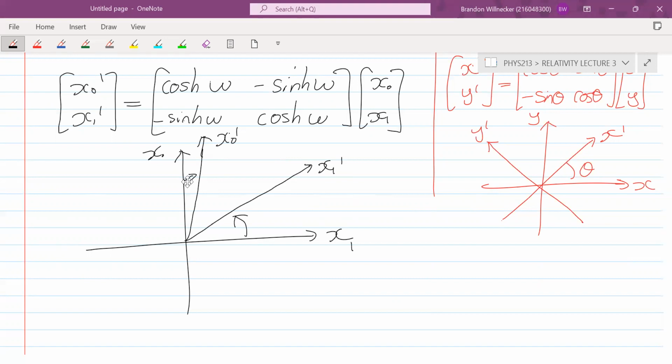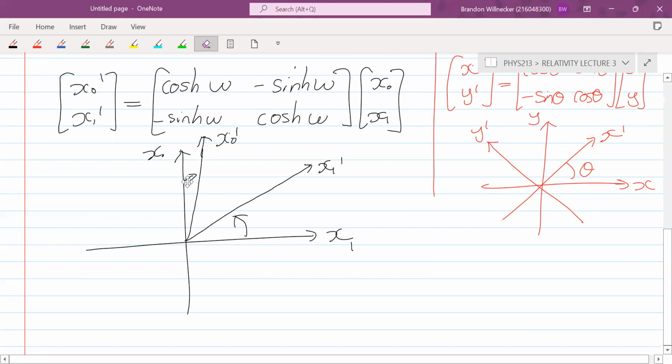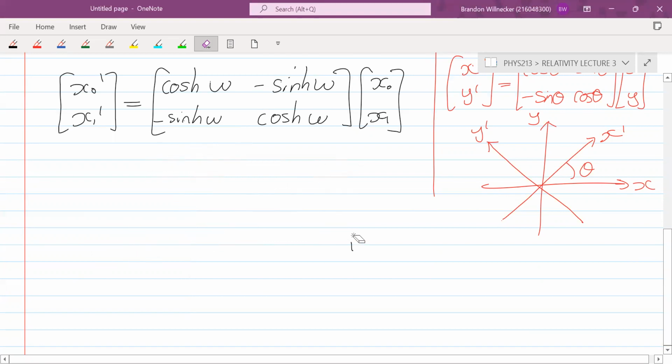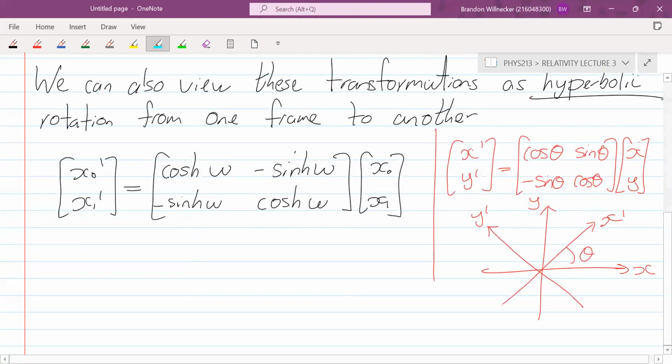Okay, you don't have to worry too much about the visuals. I will provide some links that explain this a bit more. But just keep in mind that it's not a rigid rotation of the axes. It's something more complicated, more like this picture that we have here. And instead of a standard angle theta, we use the so-called hyperbolic angle omega.